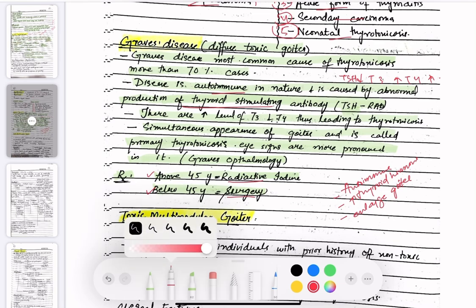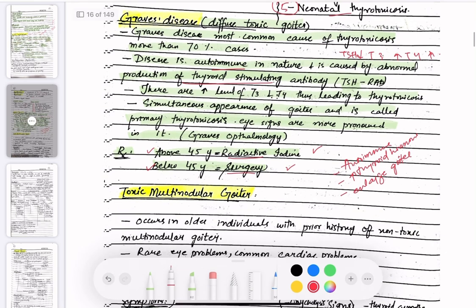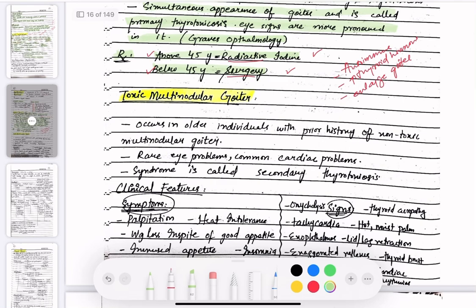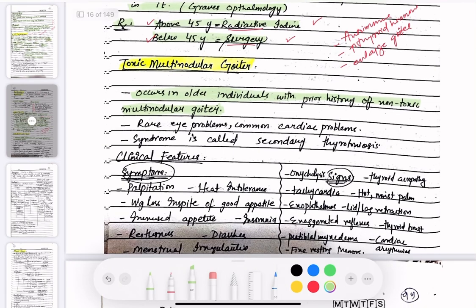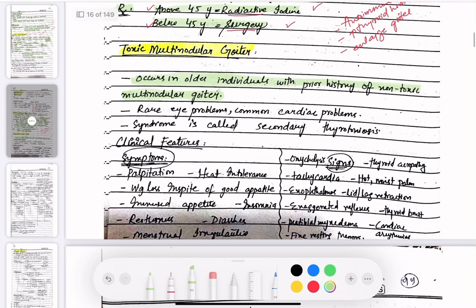Now, toxic multinodular goiter. It occurs in older individuals with a prior history of non-toxic multinodular goiter. First of all, when goiter occurs, it is non-toxic, and with time it develops towards toxic. In toxic multinodular goiter, rare eye problems and common cardiac problems are present, and the syndrome is called secondary thyrotoxicosis.